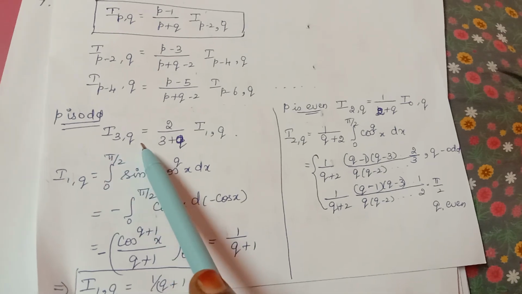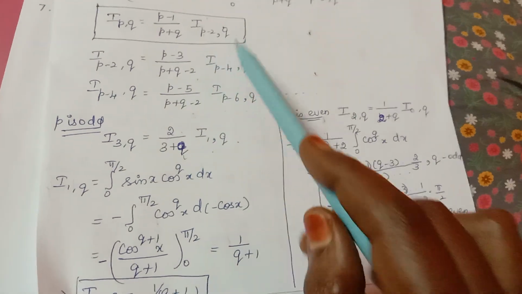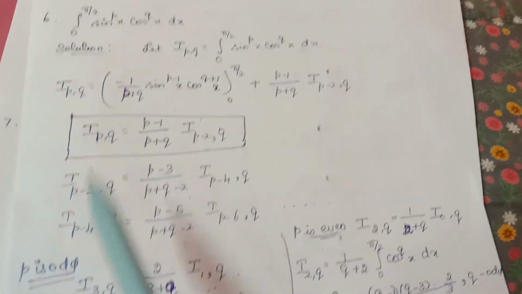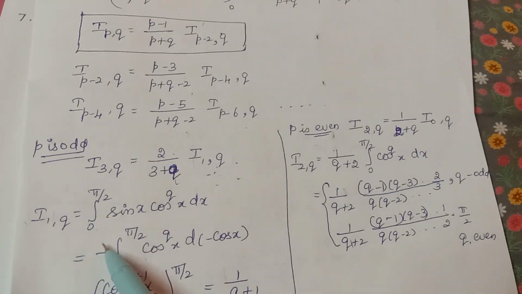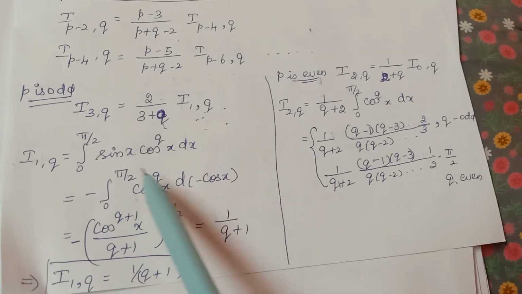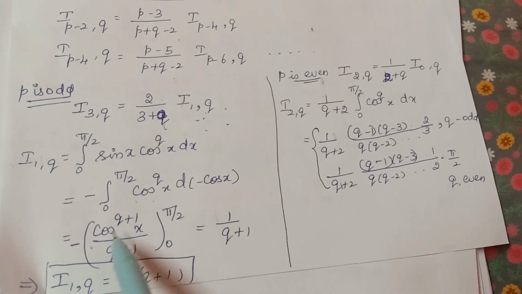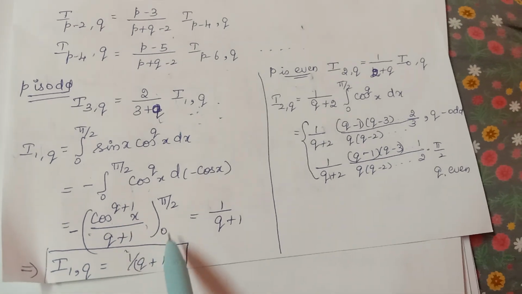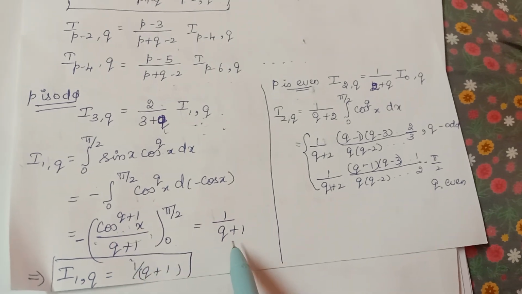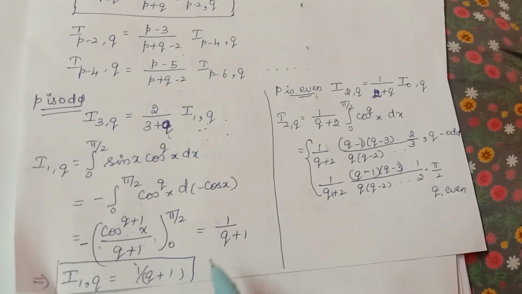For I(3, q), take this result, put p equal to 3. So 2 by 3 plus q into I(1, q). For finding I(1, q), we have to take it from the question. So I(1, q) is what? Integral 0 to pi by 2 of sine power 1 x into cos power qx. So it is simply cos power qx into sin x dx. How can you write? Differentiation of cos x. So this will be minus cos power q plus 1 x by q plus 1 within the limit 0 to pi by 2. The upper limit will become 0, only the lower limit gives 1 by q plus 1. So I(1, q) will be 1 by q plus 1.